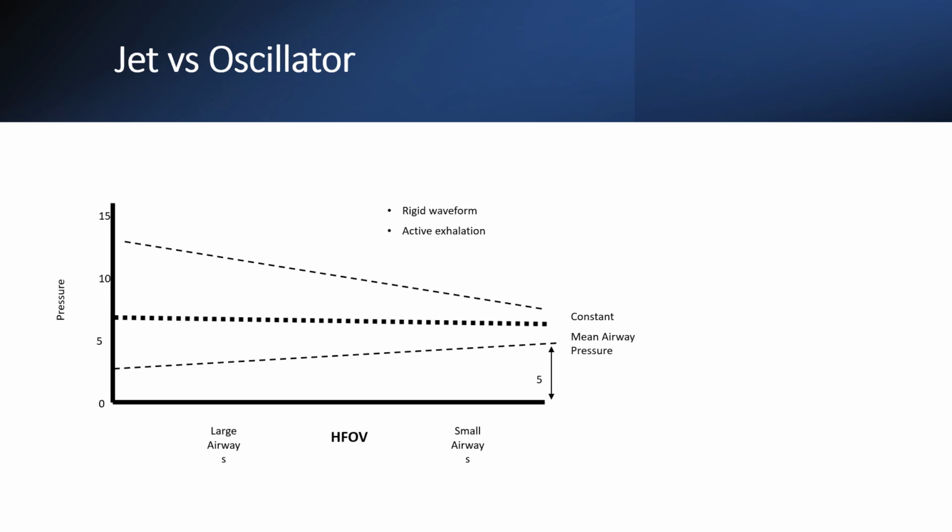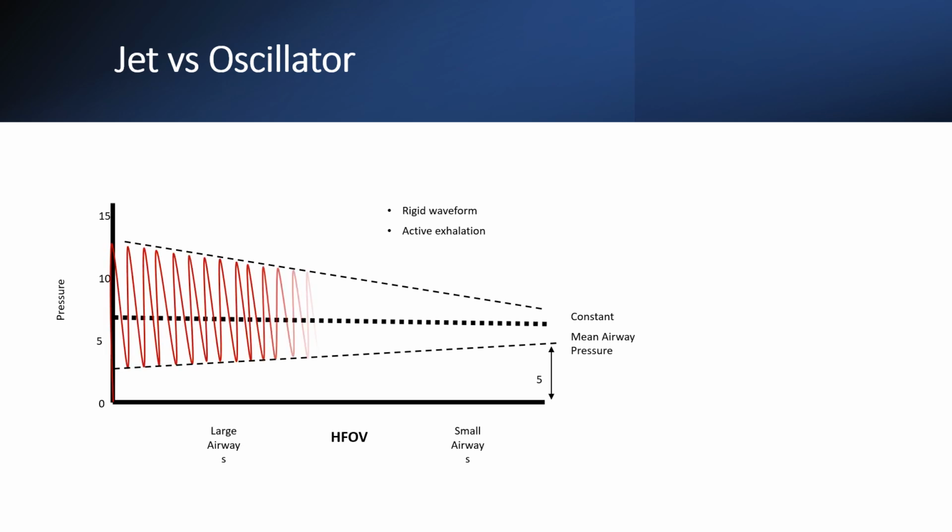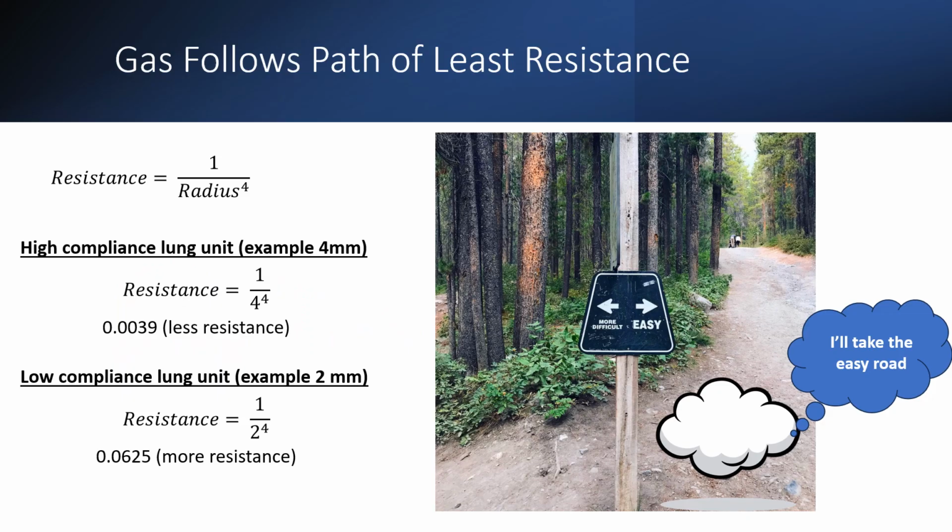On the oscillator ventilator, the piston will push and pull gas through the lungs. This means that the inhalation and exhalation are active, or being completely controlled by the ventilator. Since jet ventilation provides breaths at extremely high rates, inspiration and exhalation occur simultaneously.